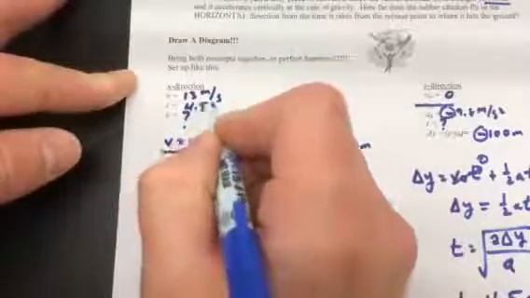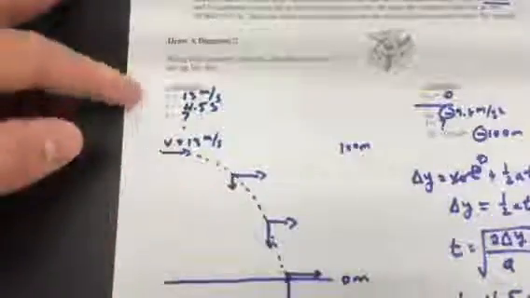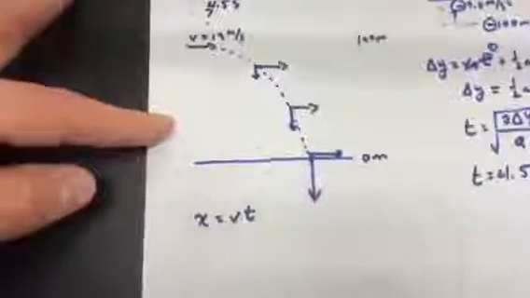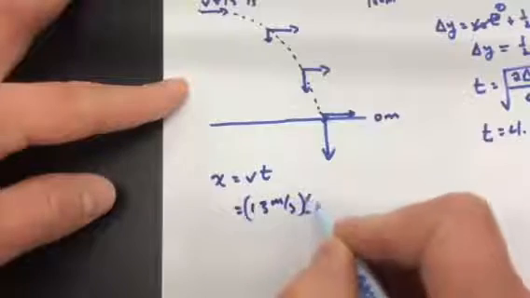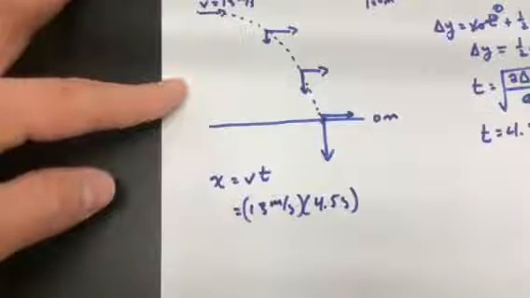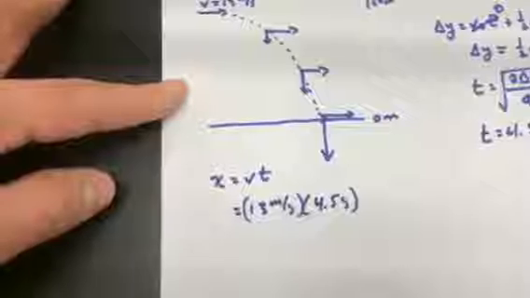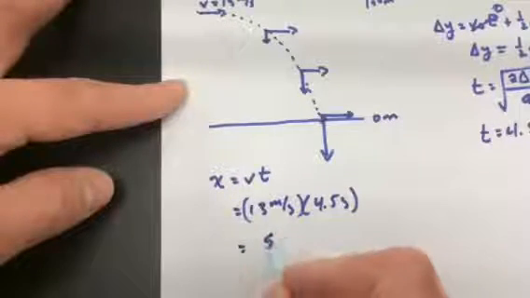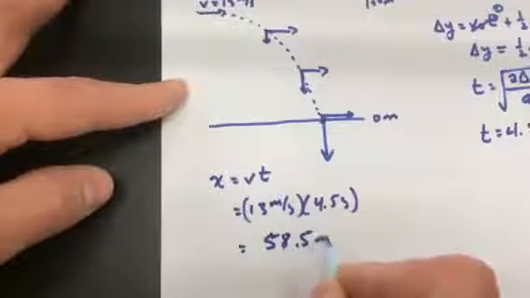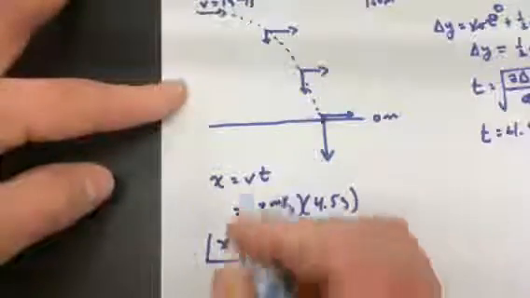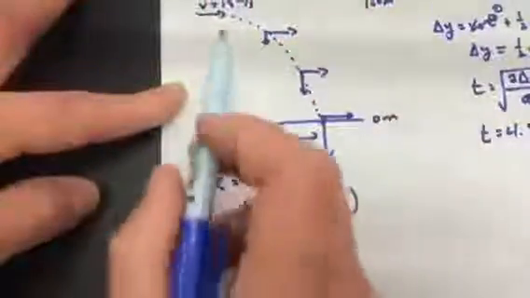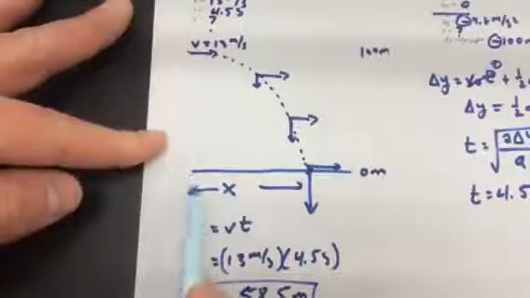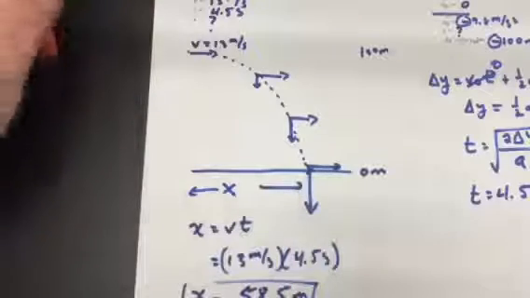So now that we found the time, it belongs in the x-axis as well. So we only have one unknown there, so in our equation we can do 13 meters per second times our 4.5 seconds, and we'll get an answer of 58.5 meters of distance that is covered in the x direction. Okay, so from the point that it was released, it's going to travel a distance of 58.5 meters.